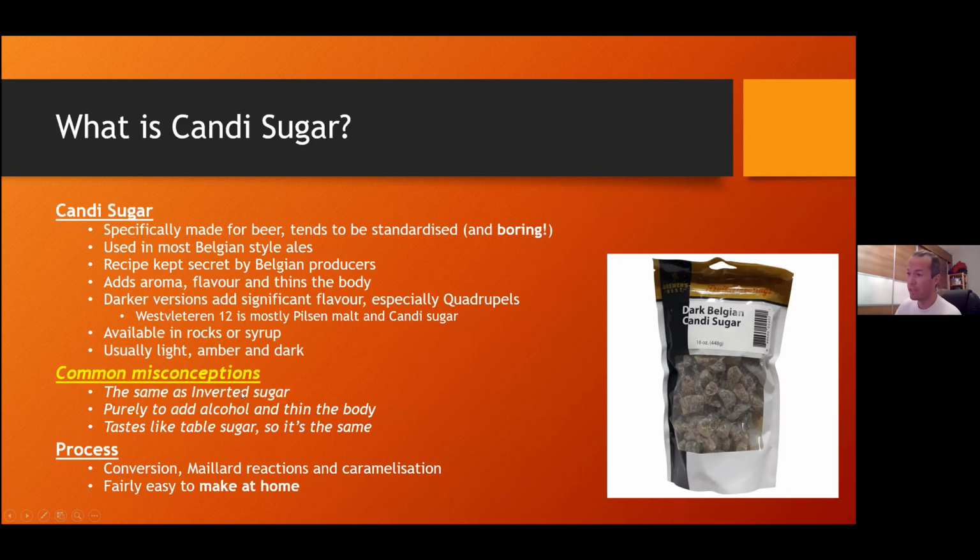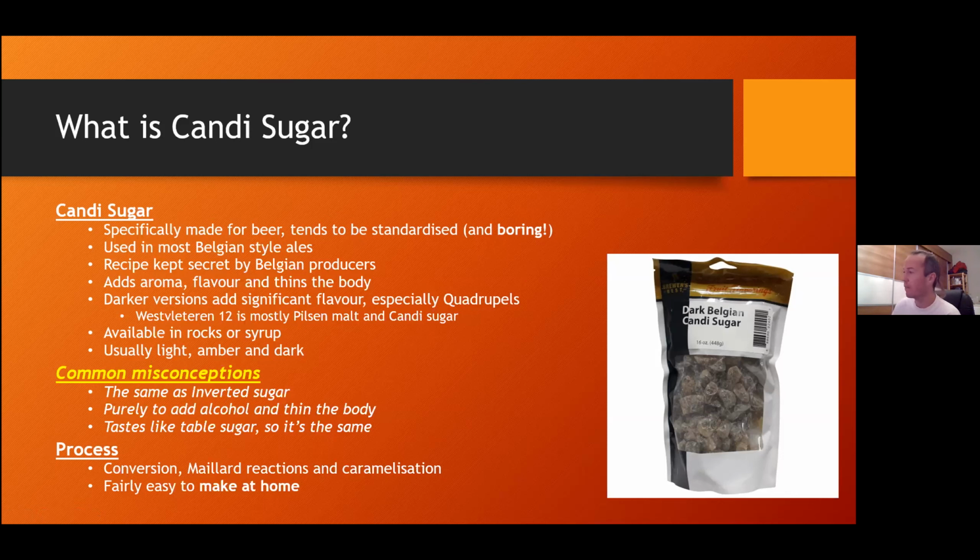It might have other unrefined bits in it, but it's not the same as candy sugar. Some people think it's purely to add sugar. I think the light candy sugar is purely to add alcohol and thin the body. The light candy sugar, I think it is. It's once again the Belgians just selling you something.